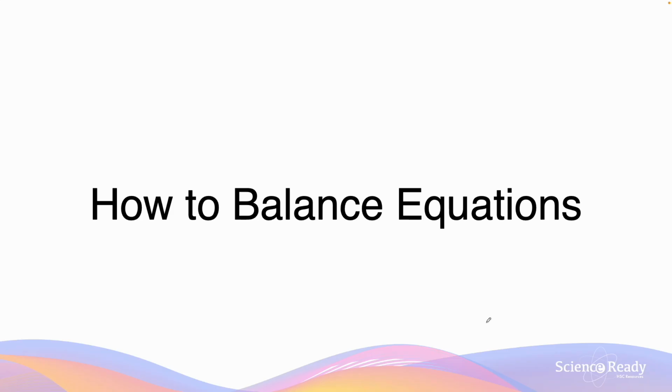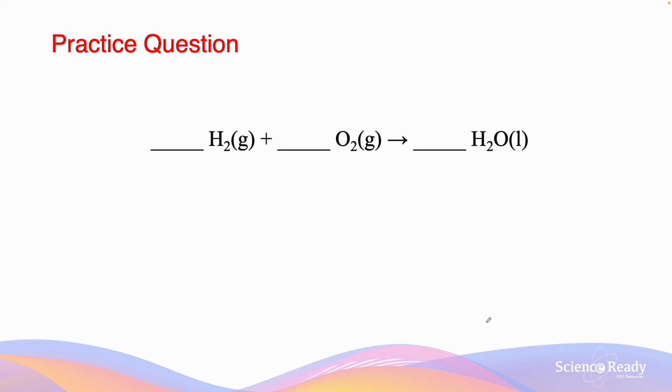Hi everyone. In this video, we'll go through a few basic examples of balancing equations to demonstrate why we balance chemical equations and how we can balance chemical equations. So in our first practice question, we have an example of a chemical equation. The chemical equation demonstrates that hydrogen gas, which is represented by the symbol H2, and oxygen gas, which is indicated by the symbol O2, react together to form water, and water is represented by the symbol H2O.